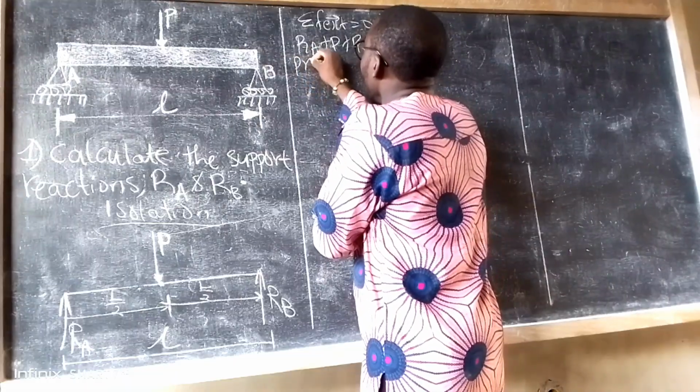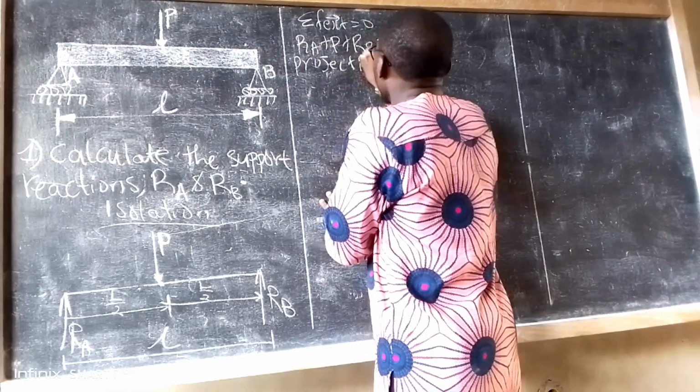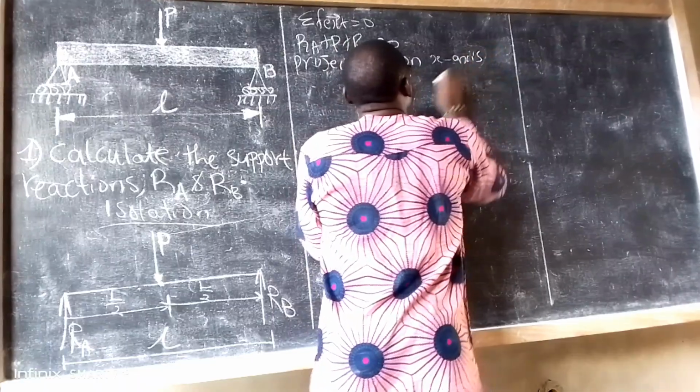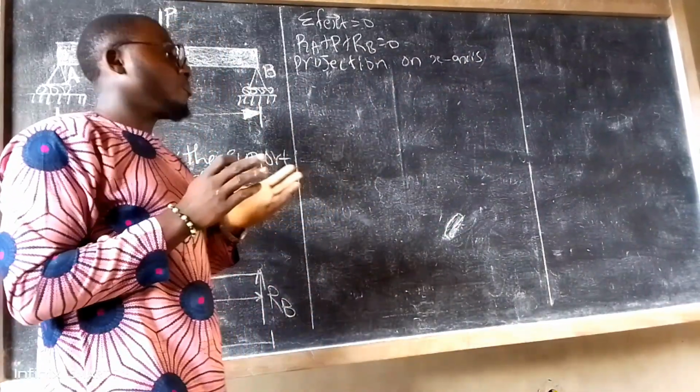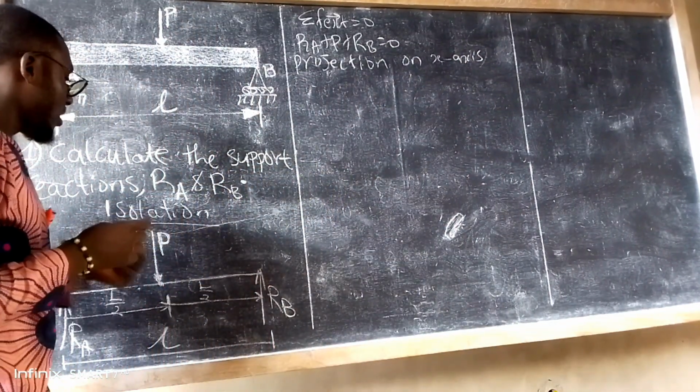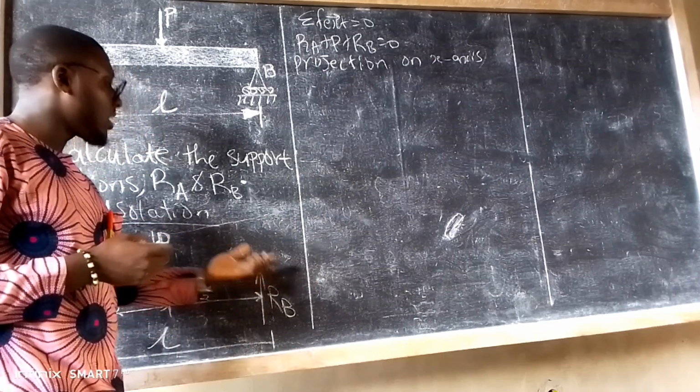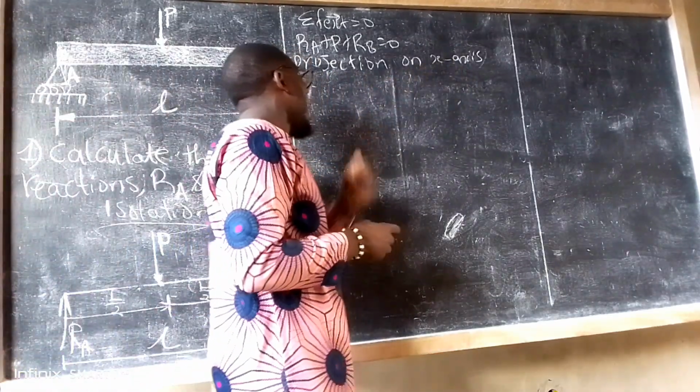Now we take projection on X axis. When we refer to projection on X axis, what we are saying is forces that act horizontally. Are we together? Forces that act horizontally are known as projection on X axis.